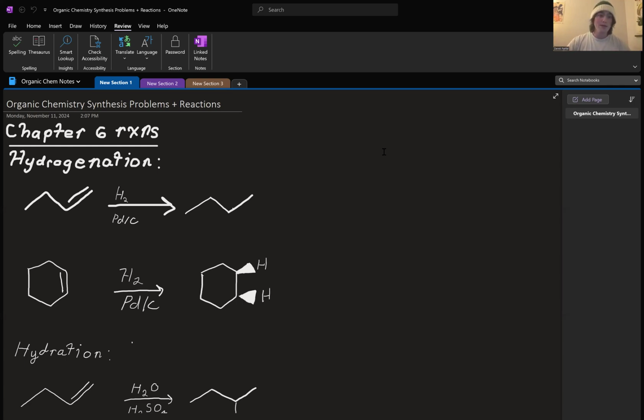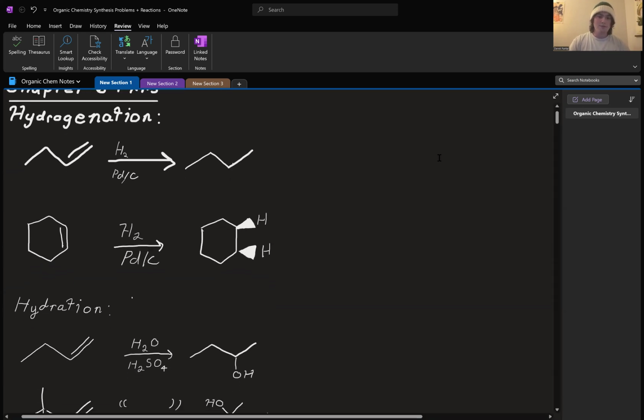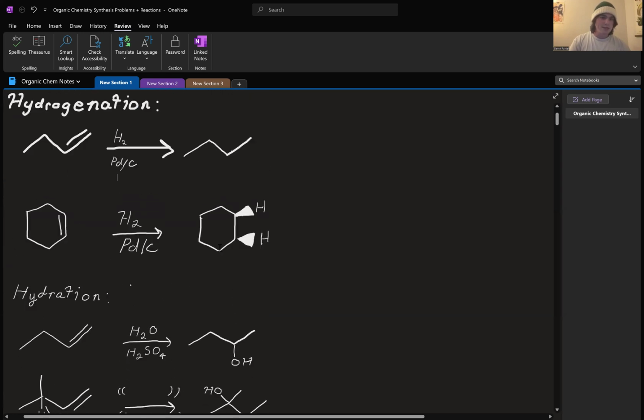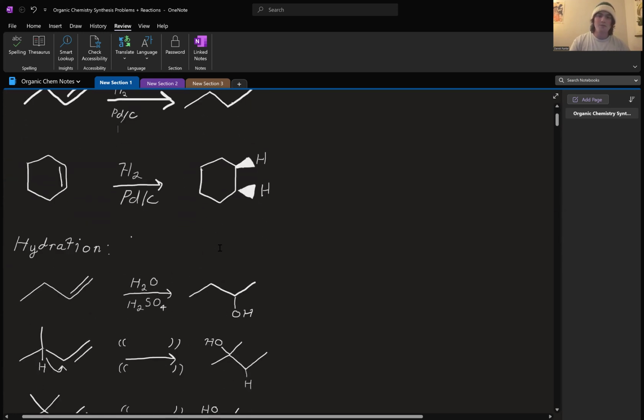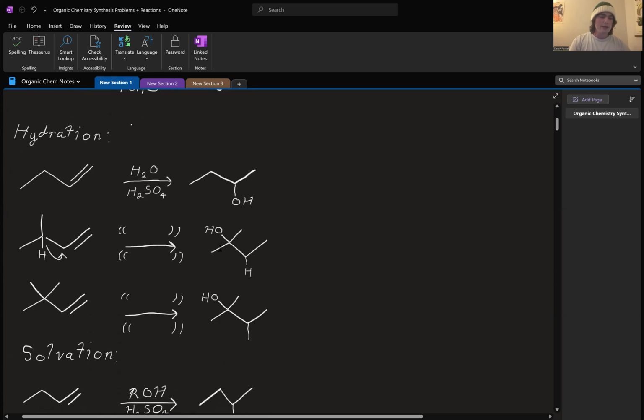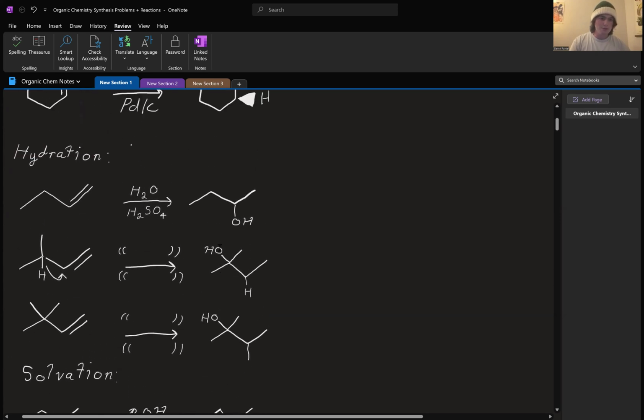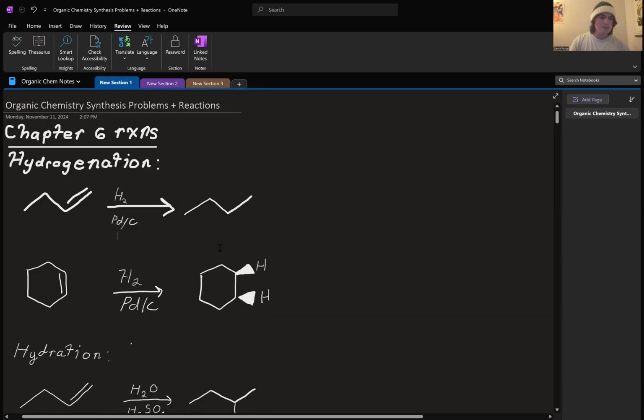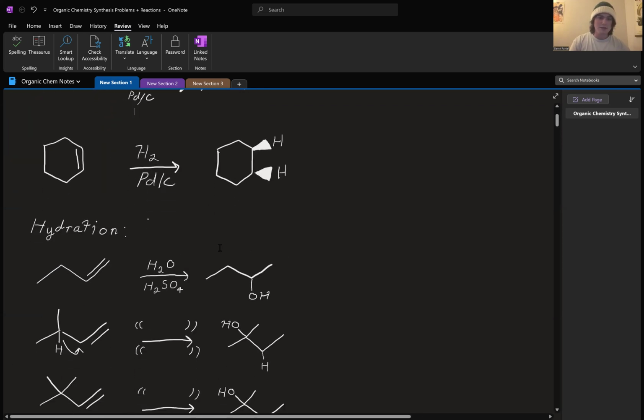So right here we have our hydrogenation reaction, where H2 and Pd on C react with an alkene to create an alkane. And as you can see, it's a syn addition here, so just the hydrogens add to the same side. There's not much more to that. Then we have the hydration reaction, also with alkenes, because chapter 6 is reactions of alkenes.